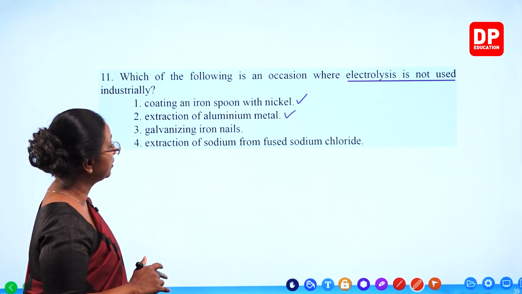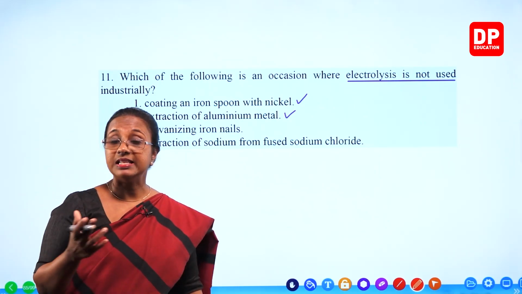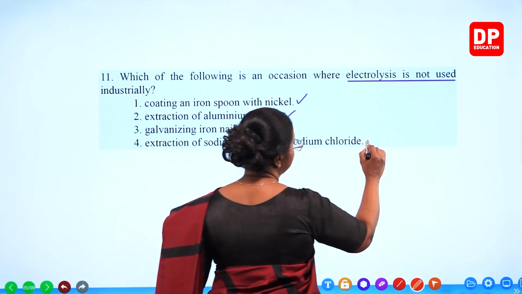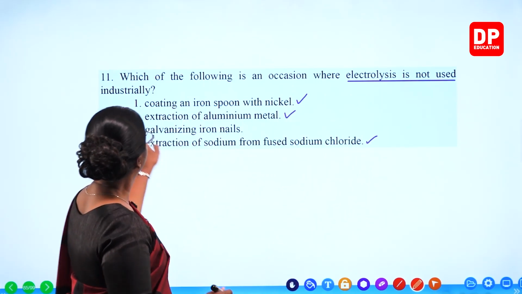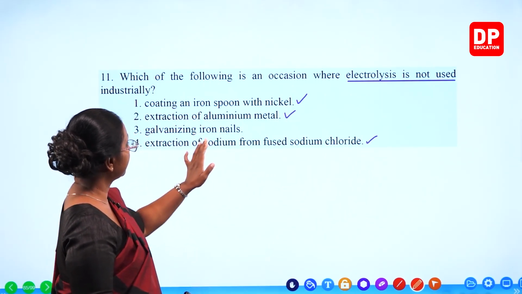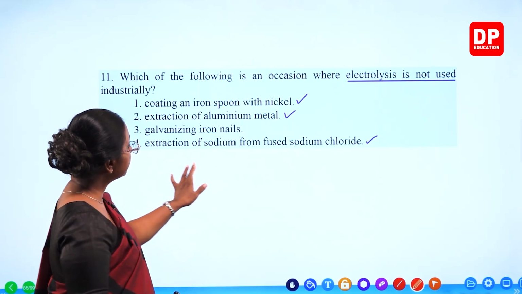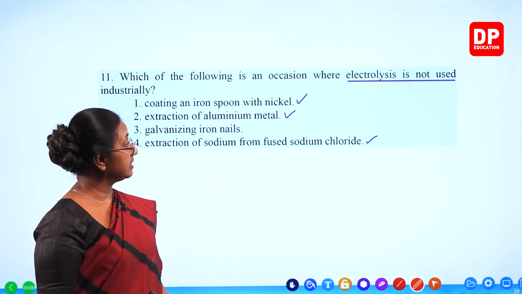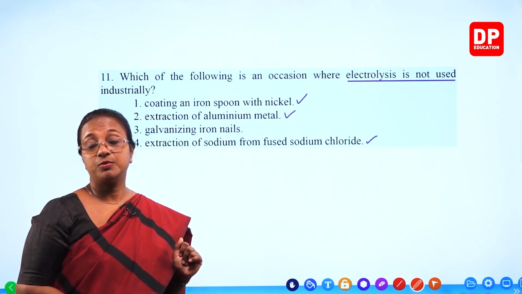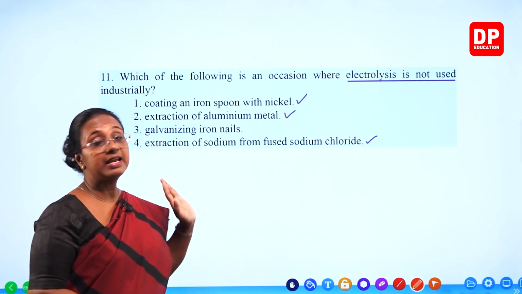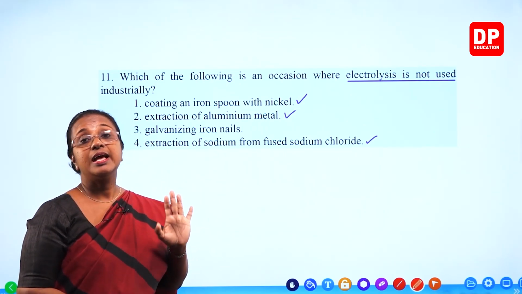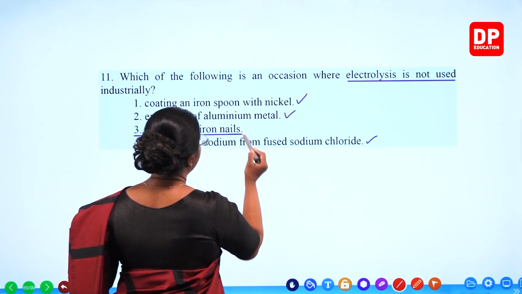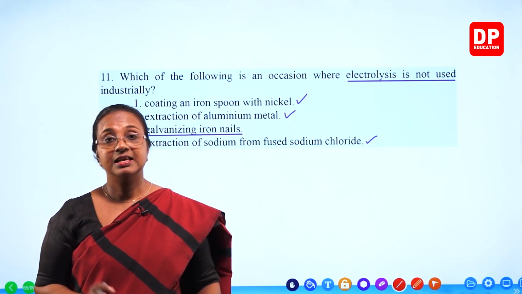Then extraction of sodium from fused sodium chloride, that is correct. That is the downcell method of extracting sodium metal. So all these, coating an iron spoon with nickel, extraction of aluminium metal and extraction of sodium from fused sodium chloride, they use electrolysis in the industrial process. But galvanizing iron nails, that does not use electrolysis. So that is the answer to this question. Galvanizing iron nails. Is that clear, students?